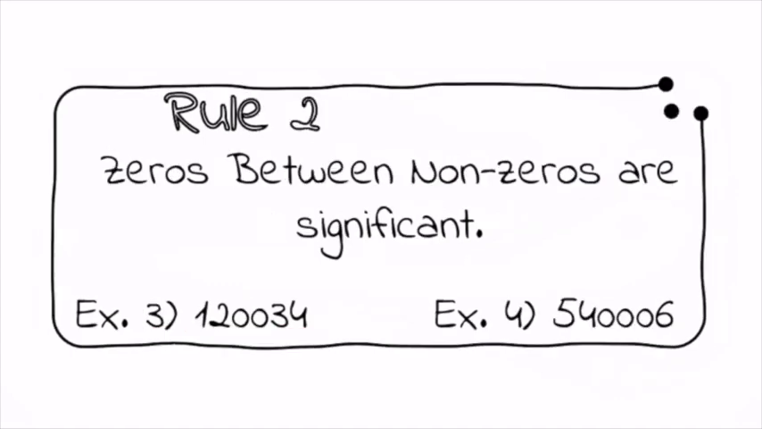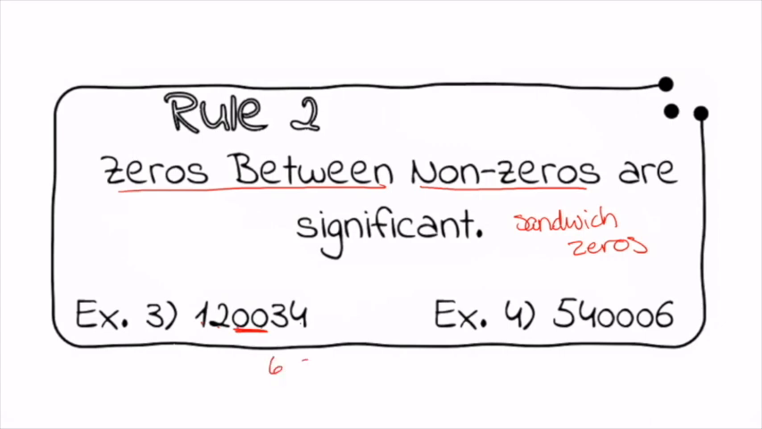Rule 2, zeros between non-zeros are always significant. So this means any sandwich zeros. So these two are in between non-zero numbers, so they're significant. So we have 1, 2, 3, 4, 5, 6 significant figures in this number. These 3 zeros are between non-zero numbers, so we have 6 in this one also.